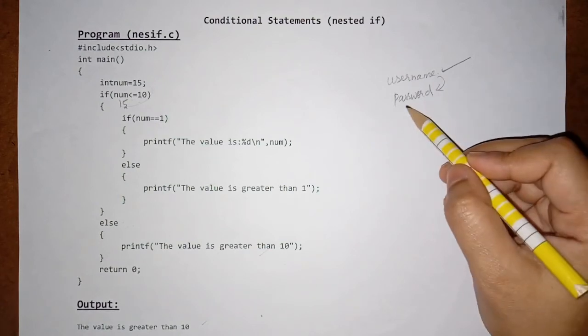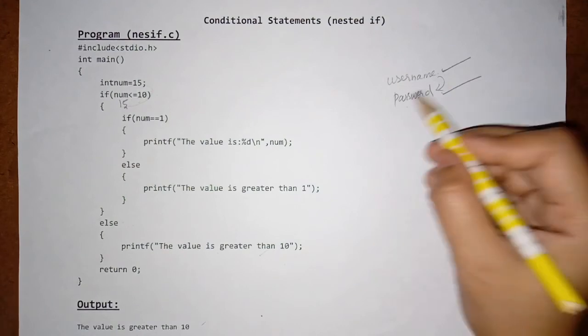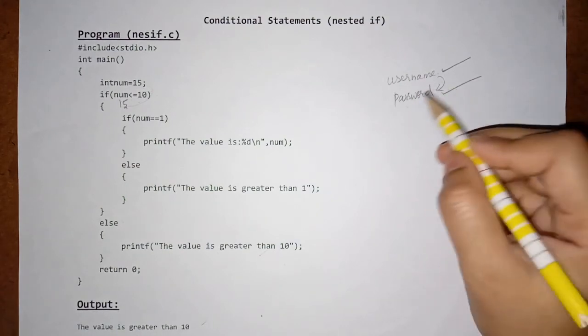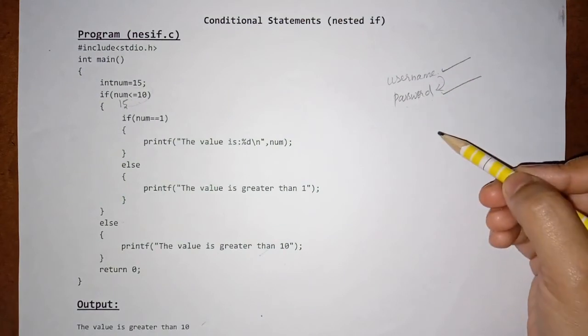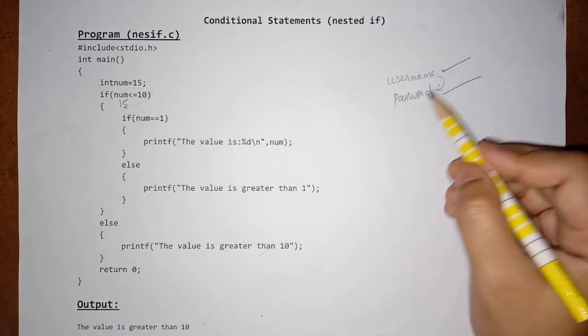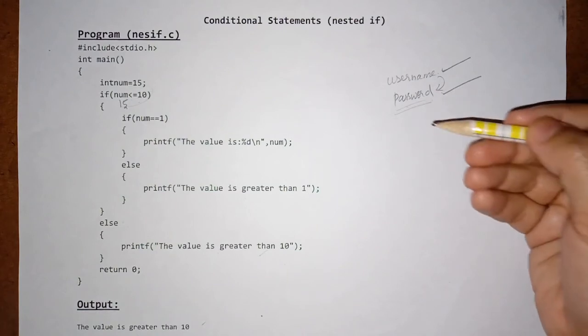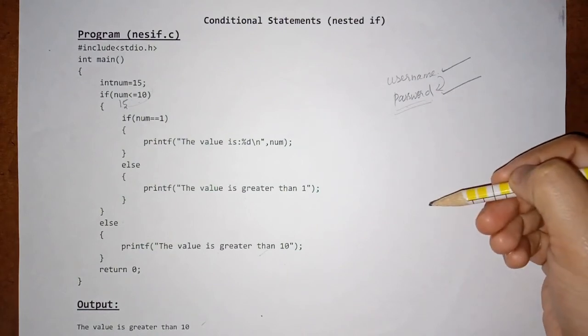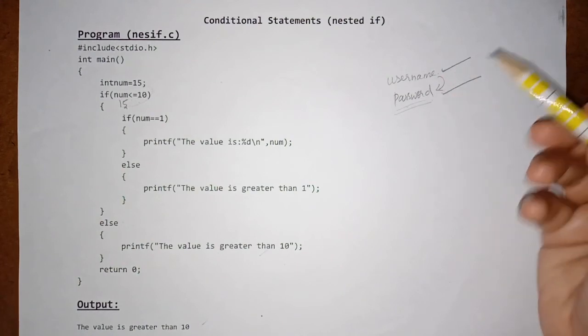Then you have to enter the password. Again it will check the password, whether it is correct or a valid one or not. If it is valid, then you will log in to your Gmail account. And if it is false, what happens? It will not log you in to your Gmail account. So this is a real-time example which we can give for this nested if.